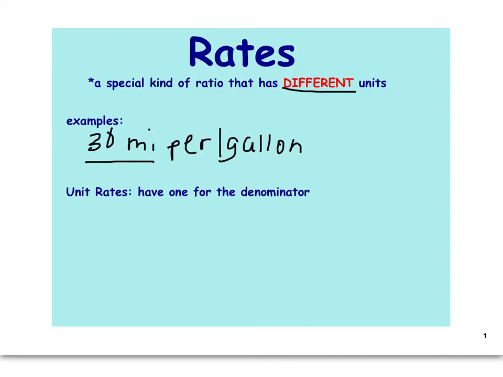Another place where you might see rates is at the grocery store, when you're buying fruits or bulk food or things like that. So let's say the apples are 3 for $4. Here again, we see a rate. We have two numbers, the 3 and the 4, that we're comparing. The 3 relates to apples and the 4 relates to dollars. So we have different units in comparison.